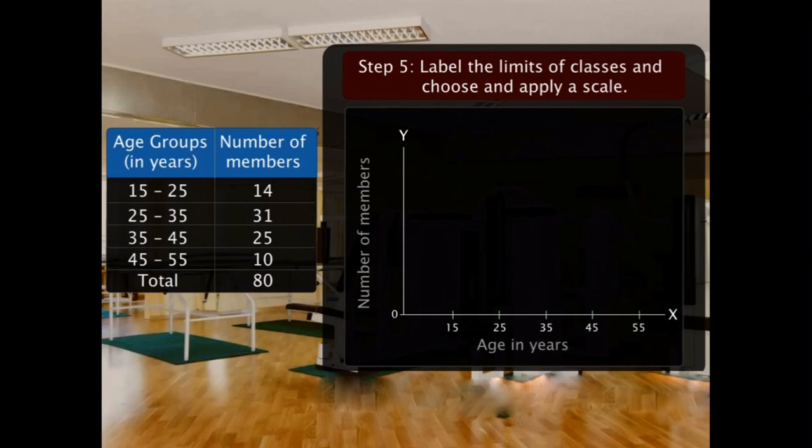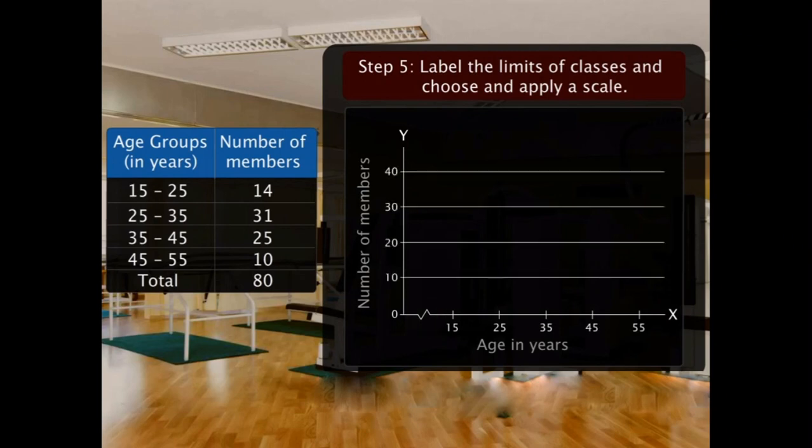Since the scale on the horizontal axis starts at 15, we show a zigzag curve near the origin along horizontal axis. This curve indicates that the graph is drawn to scale beginning at 15 and not from origin. Next, we show the frequency or number of members on the vertical axis using an appropriate scale. The vertical axis must be at least equal to the highest frequency.